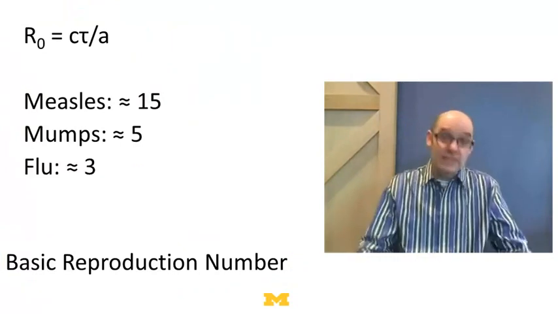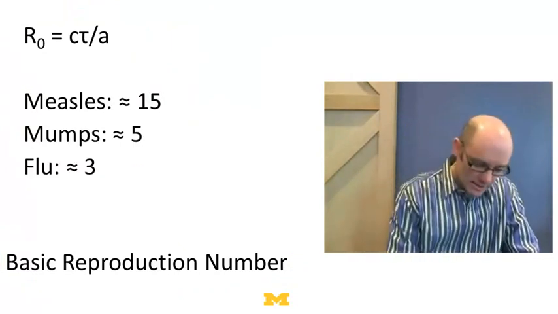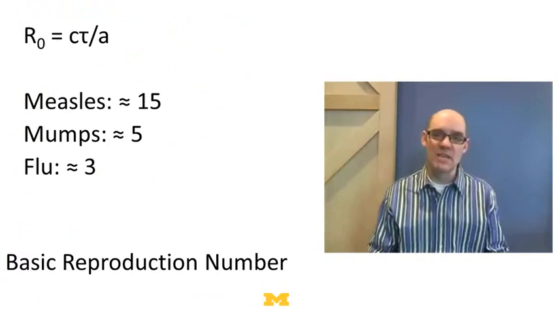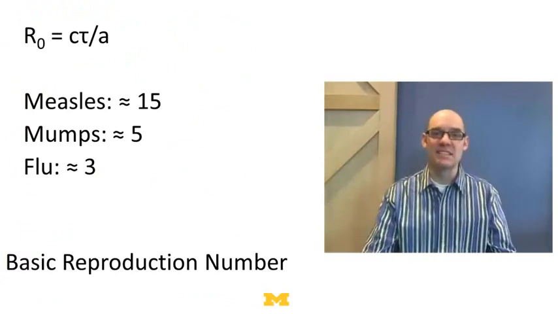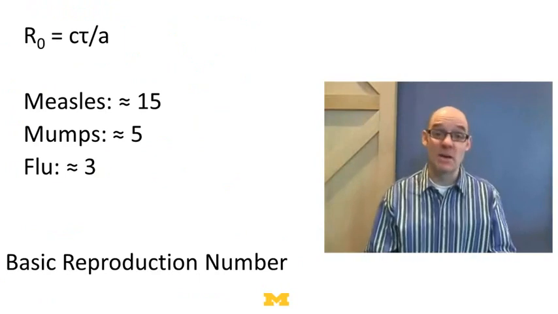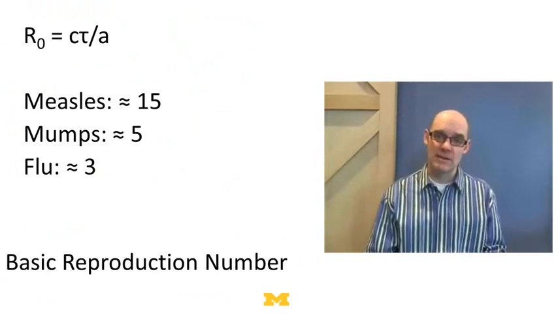So let's take some real diseases. Diseases like measles, mumps, the flu. The R0s are 15, 5, and 3. That's why these are real diseases. There might be a ton of diseases out there that have R0s less than 1, and we never even hear about them. Why? Because they don't spread.